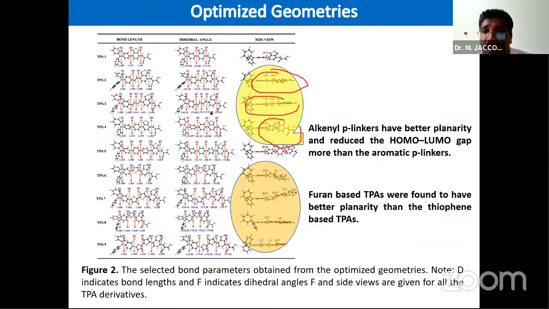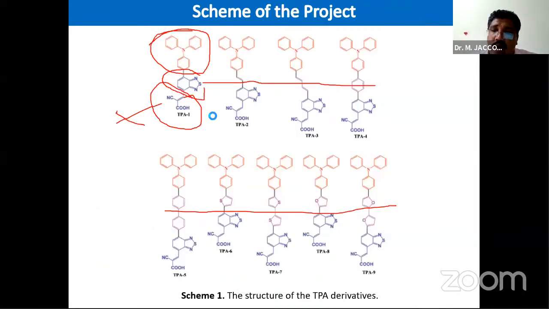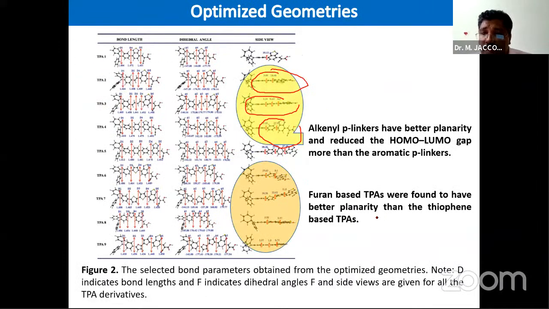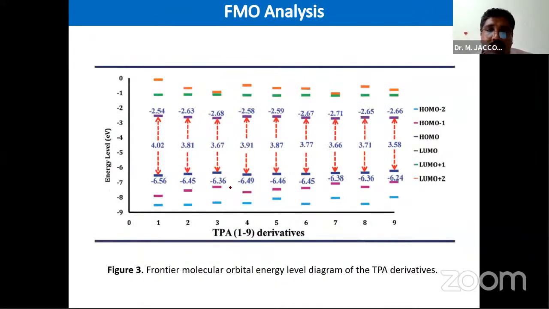Furan-based DPA, in that case you can see we have changed the furan as I mentioned earlier, as well as thiophene. Among furan and thiophene, furan is found to have the better planarity. As you know, the better the planarity, the lower the HOMO-LUMO gap, and the higher the absorption value. Here also you can find the same kind of observation.